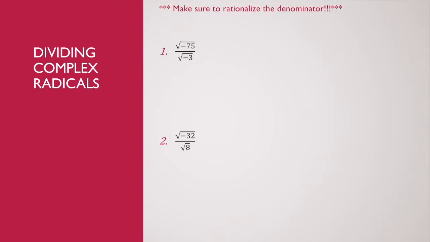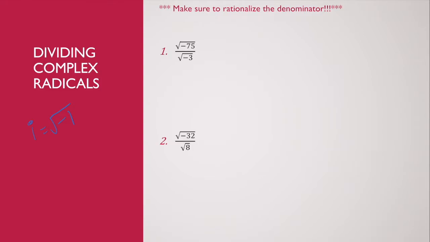So when we're dividing complex radicals, we need to make sure we're rationalizing the denominator. Remember, i, even though it doesn't look like a radical, because we have a stand-in number for it, i, it is still a radical, so we need to make sure we get it out of our denominator.